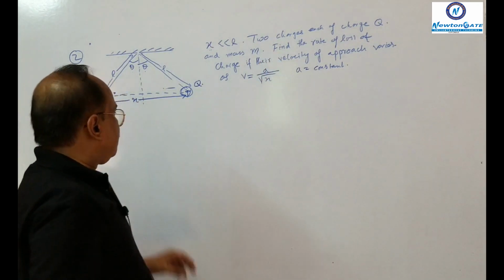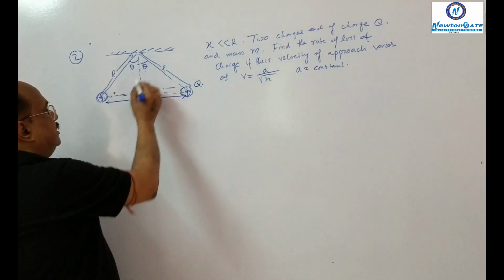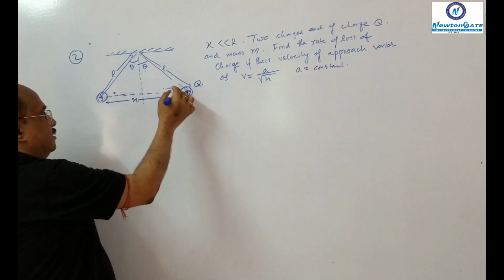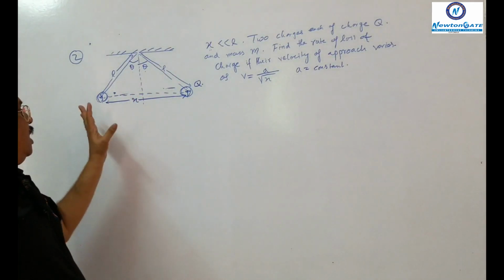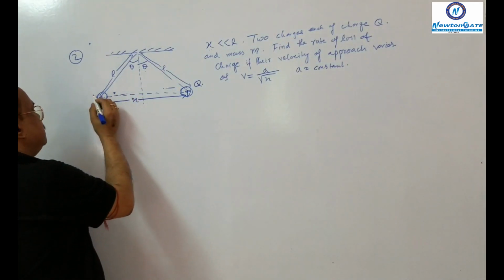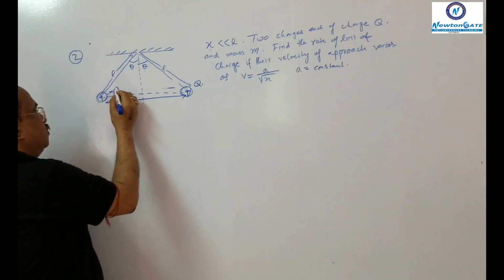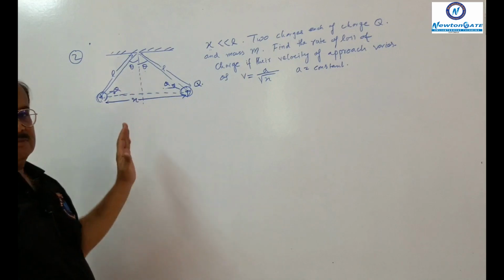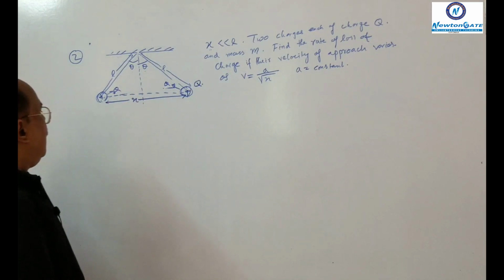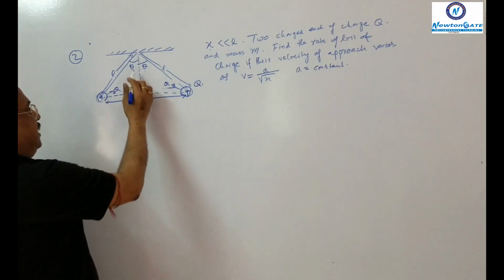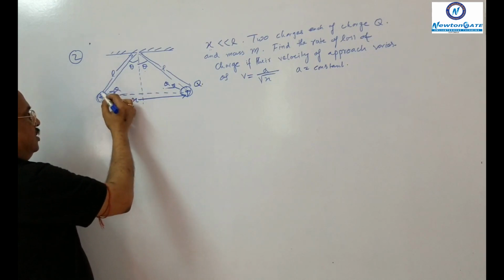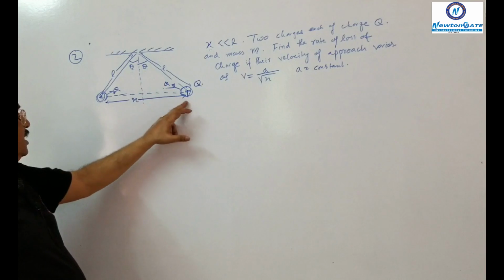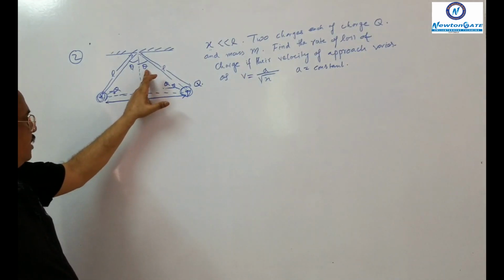And these two charges are hung from the same point with the help of a thread of length L. Okay, and this has a charge q and this has a charge q, same charge, so they repel each other. And when they repel each other, they make an angle with the vertical. This charge makes an angle theta with the vertical, and this charge makes an angle theta with the vertical.